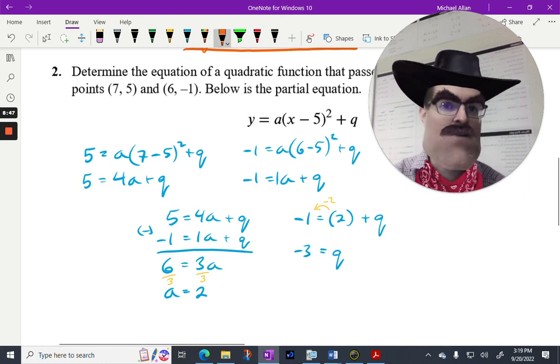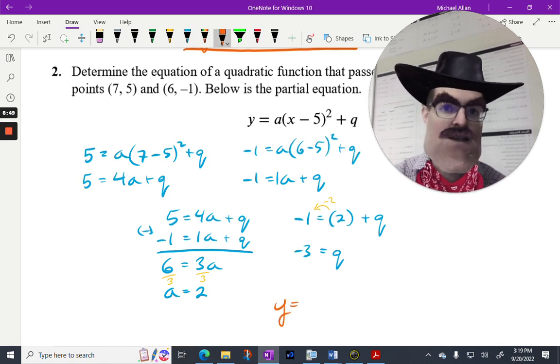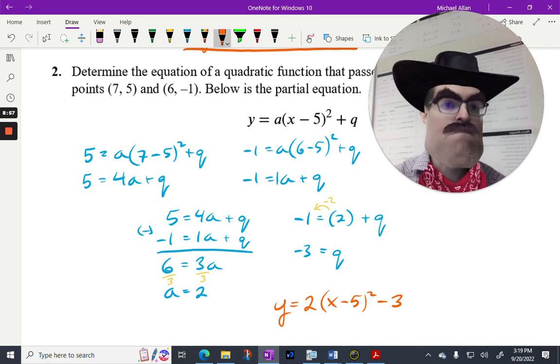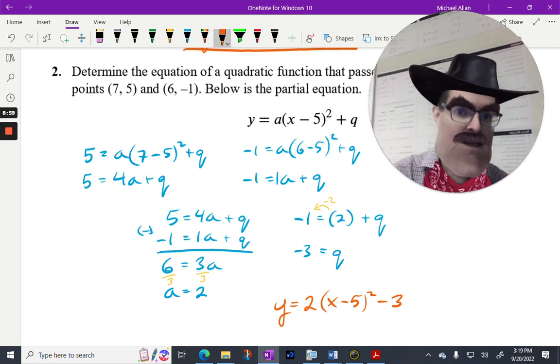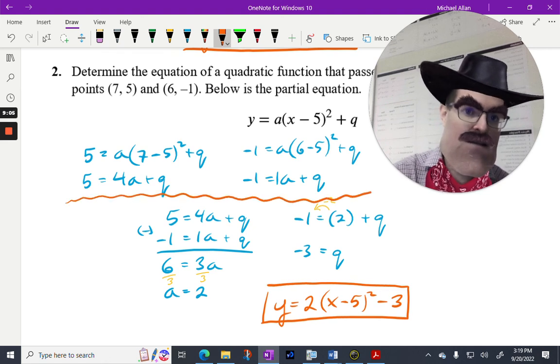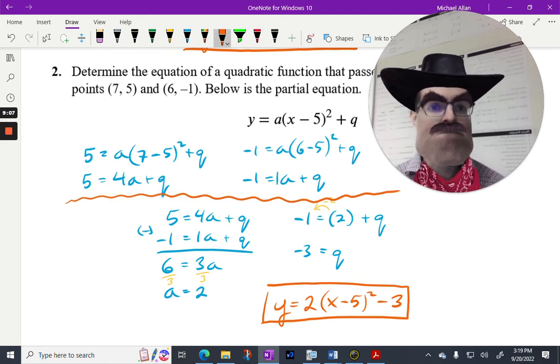All right, now we're just going to put it all back together. So that determines the equation. We've got a is equal to 2. We've got x minus 5 squared minus 3. There we go. A little box around the answer. I'm just going to put a little line. Cool.